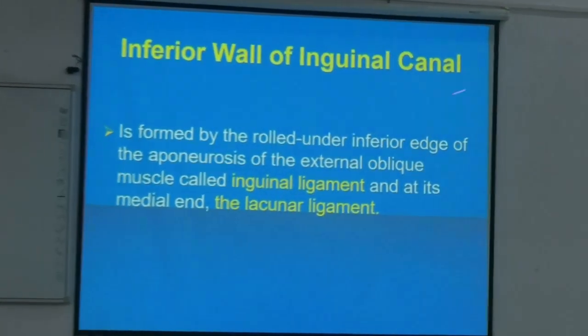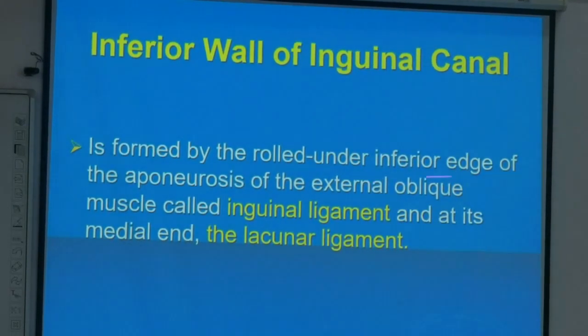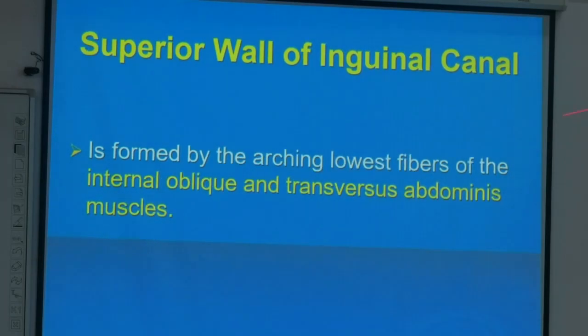Now, the inferior wall of the inguinal canal. It is formed by the rolled under inferior edge of the aponeurosis of the external oblique muscle called the inguinal ligament, and at its medial end the lacunar ligament. These two are forming the inferior wall. Next. Now, the superior wall or roof. It is formed by the arching lowest fibers of the internal oblique and transversus abdominis muscle.